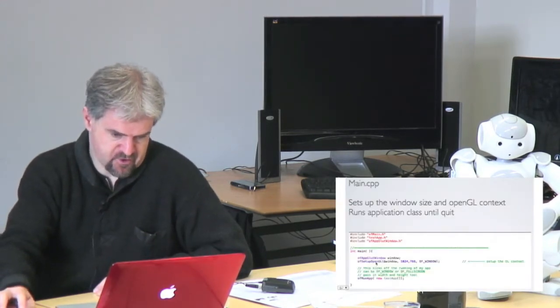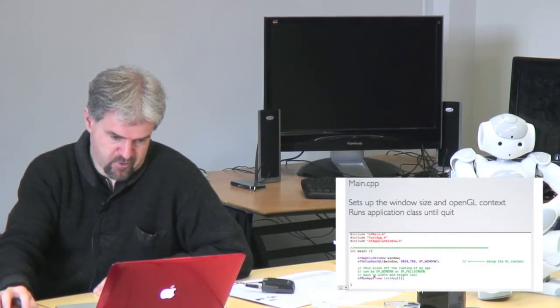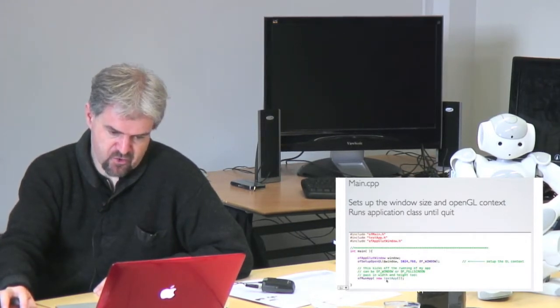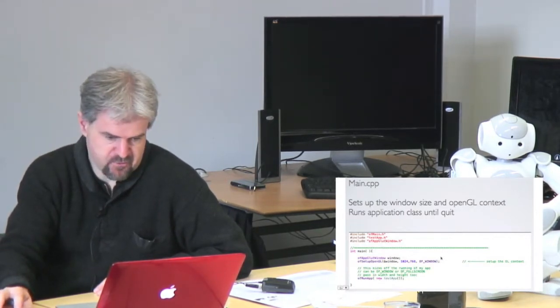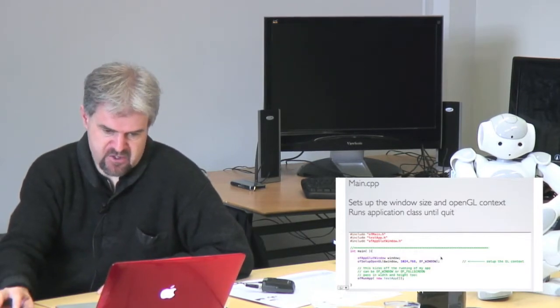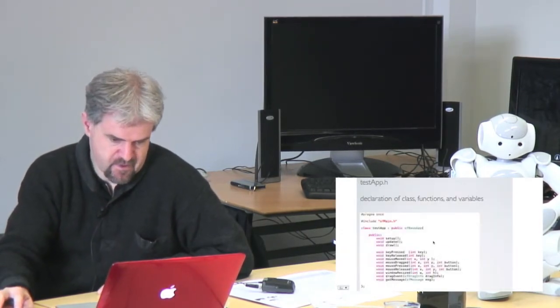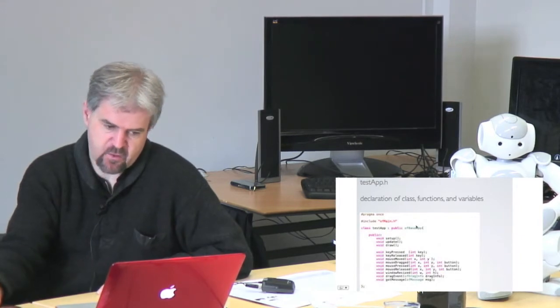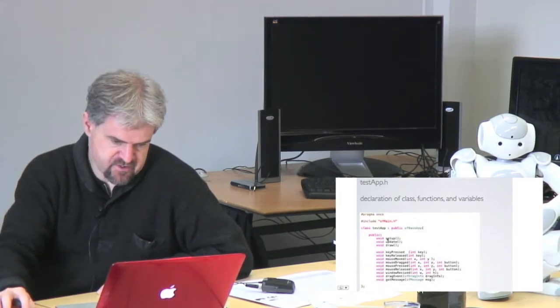So here's your main function, and all it's doing here is just opening up a window, and then it's running this new test app. So all it does is it creates a new class and runs it. So it's very, very simple, and it just runs that application class until it quits. The test app is where you actually declare what the class is going to do. So in this case, there's a simple case.